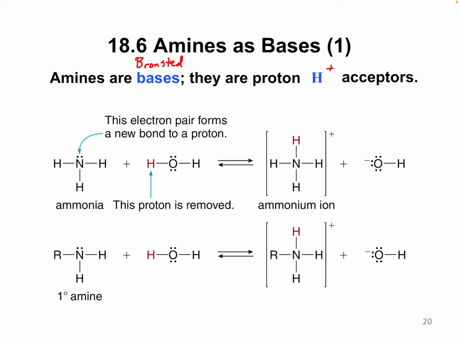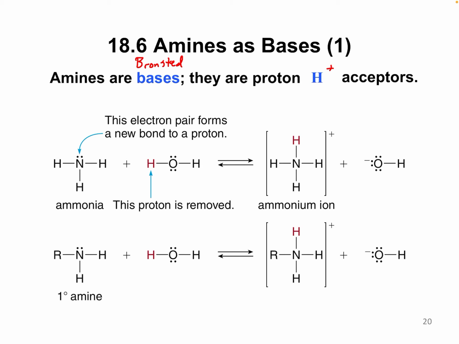So Bronsted bases are things that pick up H plus ions. All right, they are proton acceptors. So if we treat a Bronsted base like an amine with some sort of acid, something that can give away a proton, then that amine is going to pick up an extra proton.